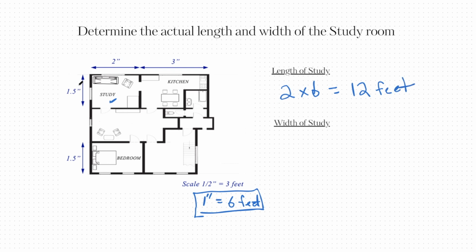Now let's do the width. Again, we know the width is 1.5 inches. So if I do 1.5 times 6, that would give us 9 feet. All right. So the big thing to understand is once you have a scale, you're not stuck with that scale. You can transform it to make it something that's a little more useful to solve these different types of problems.